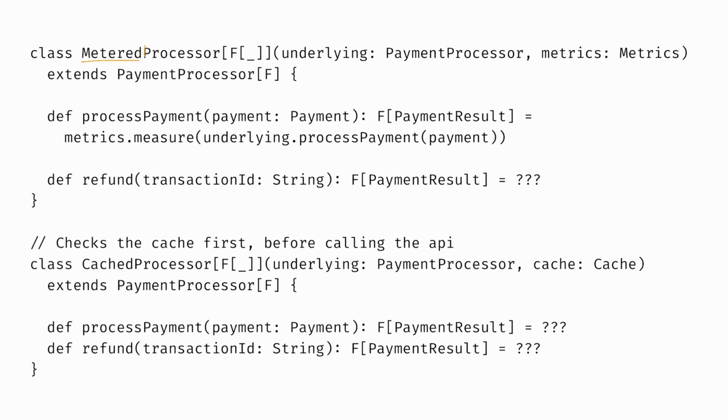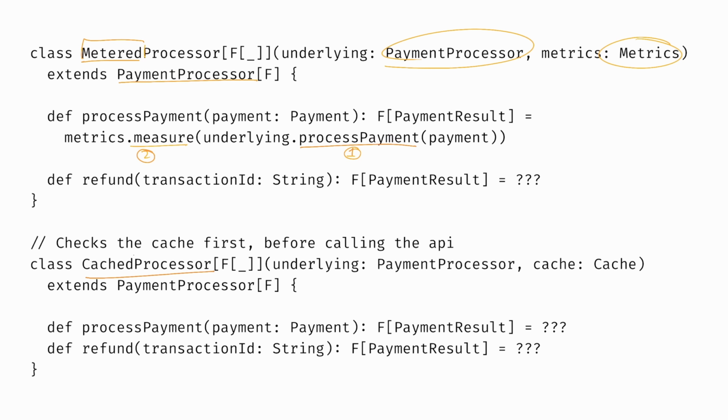Let's start with the meter processor. It's going to take some other payment processor and some metric service that's going to be responsible for measuring and sending stuff to some registry, some Prometheus registry, for example. Implementation could be as simple as calling the metric service measure method and wrapping the underlying process payment, and similar for other methods. In other words, if we pass a PayPal processor or Stripe processor, we're going to use the process payment or refund payment on that processor, and then we're going to do measurement on top of or around it.